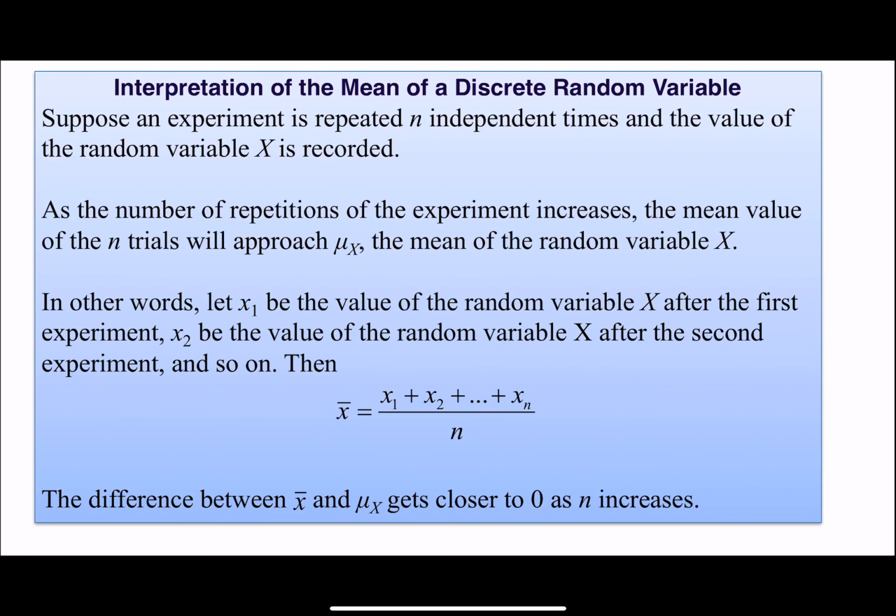So suppose an experiment is repeated n independent times. That n could be any number. The value of the random variable x is recorded. So as we repeat the experiment n times, let's say I'm flipping a coin. I flip a coin, let's say 10,000 times, and I record how many times I got heads. As the number of experiments increases, the mean value of the trials will approach the actual population mean, the mean of that random variable x.